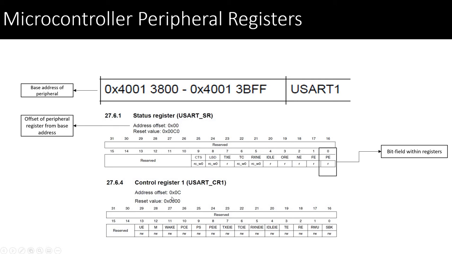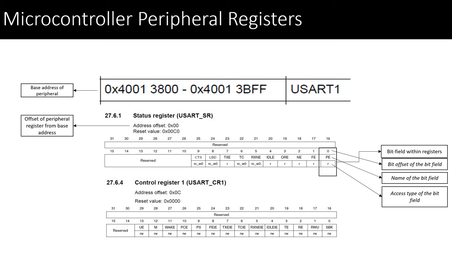So basically, the address of a peripheral register can be calculated by adding the offset to the base address, which is clear. Now, the bit field within the peripheral has certain attributes which we can see. The first attribute is the offset, the second attribute is the name, and the third attribute is the access type of that bit field. Access type could be read-write, read only, write only, or reserved.